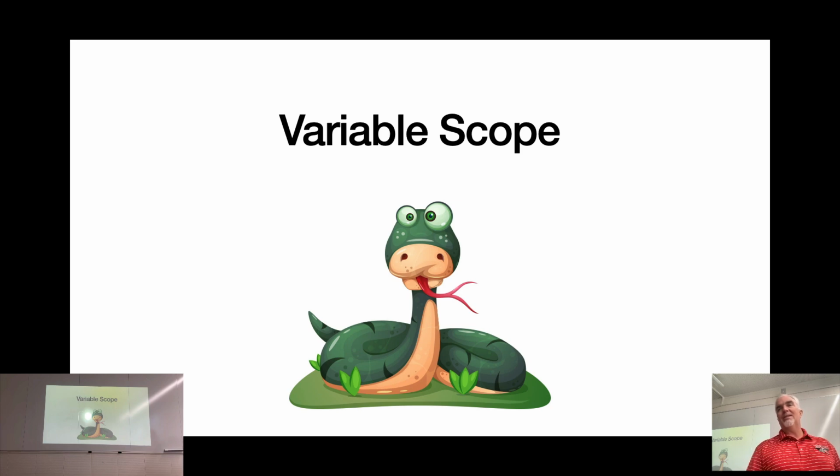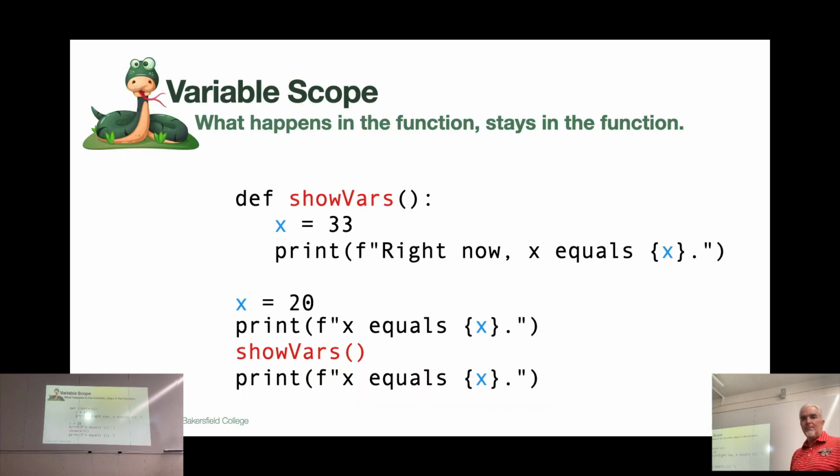Variable scope is something that is important, and I guarantee you, at some point in your programming career, everybody is going to have an error or an unexpected result because of variable scope and functions. What I'm referring to is this. Essentially, you can think of a function sort of like you think of Las Vegas. What happens in the function stays in the function in terms of variables, right?